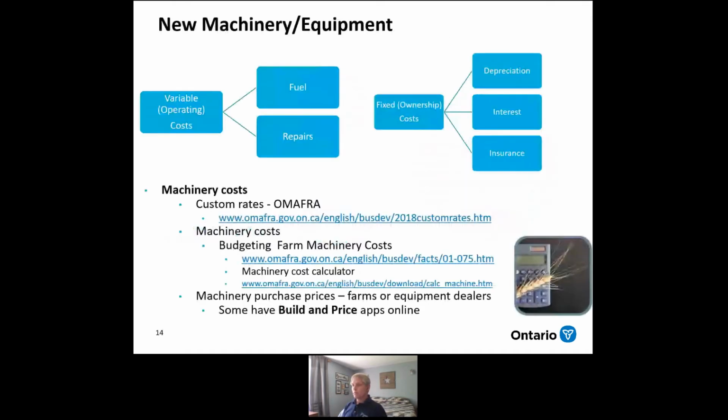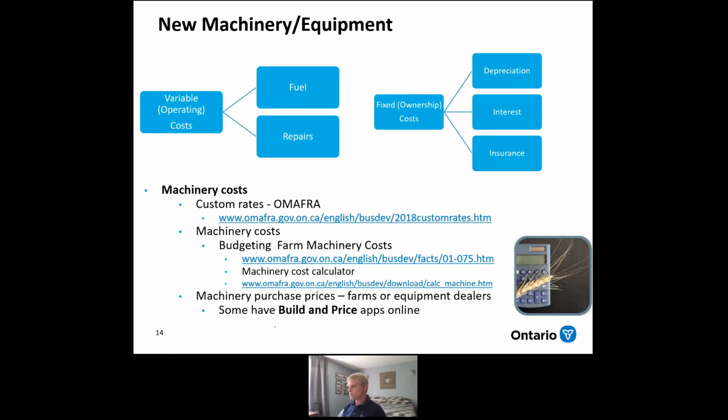So calculating those numbers can be a bit of a challenge. I thought, well, we do have some resources here to help you put together some of the cost information. We have custom rates at OMAF. Every 3 years we survey for custom rates, so those are available. 2018 is the latest information we have on those. We also have a fact sheet and a calculator for calculating machinery costs. So if there's individual equipment that isn't included in some of the custom rates, you might be able to do some calculations, getting the variable and fixed costs included into the costs of the research, applying that, so it can help you do that.